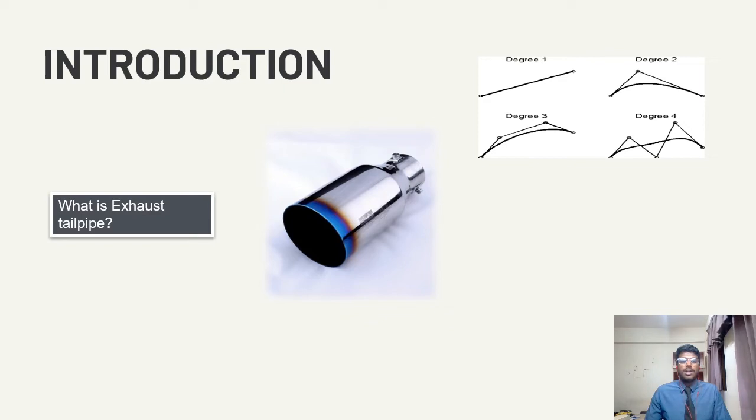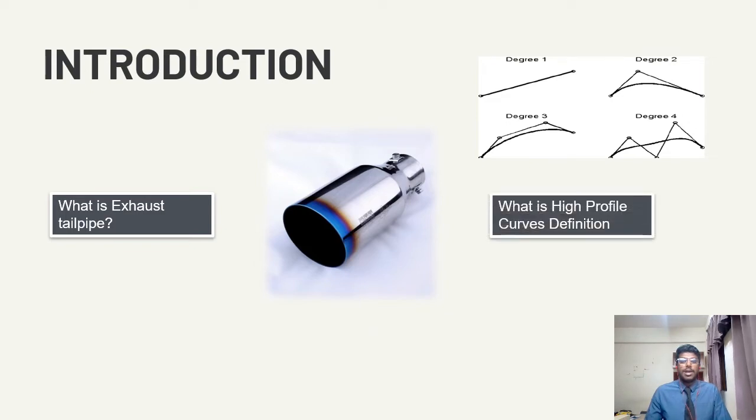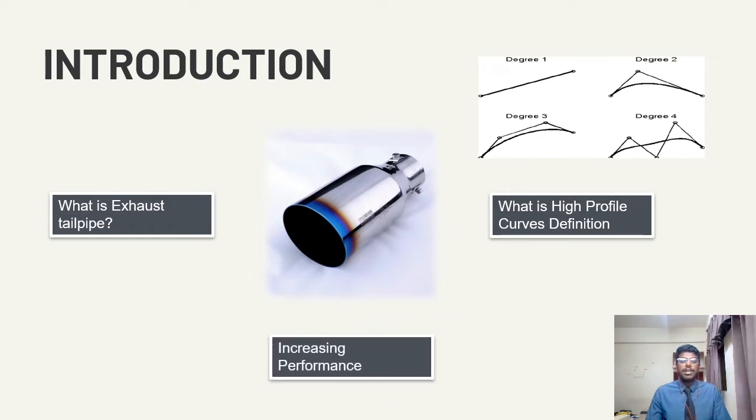Okay, what is exhaust tailpipe? Exhaust tailpipe is actually the very end part of the exhaust system in a vehicle where the exhaust gas exits. Then, in order to improve the performance of the exhaust tailpipe, I will need to use the high profile curve definition, which is a Bezier curve, which helps me to design the curve in a controlled manner. There are several types of curve, but I will be using the C to straight line curve transition in order to improve the design. So this actually helps to increase the performance of the tailpipe even further.